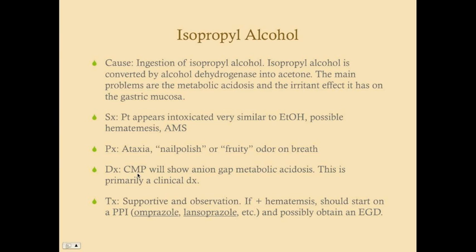The treatment here is just going to be supportive and observation, because apart from the metabolic acidosis, the byproduct doesn't really pose a huge threat. So if there has been hematemesis, you can start a PPI, like omeprazole or lansoprazole, and you can also get an EGD on these patients to see if there's any rupture in the gastric mucosa. But for the most part, you're just going to give these patients supportive therapy, probably fluids, and observe them. So definitely have an eye out for that nail polish or fruity odor on the breath of a patient with anion gap metabolic acidosis. And unlike the patient with DKA, where you have that same fruity odor, these patients will have a normal glucose.